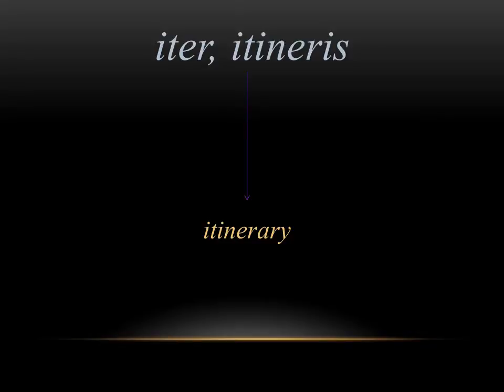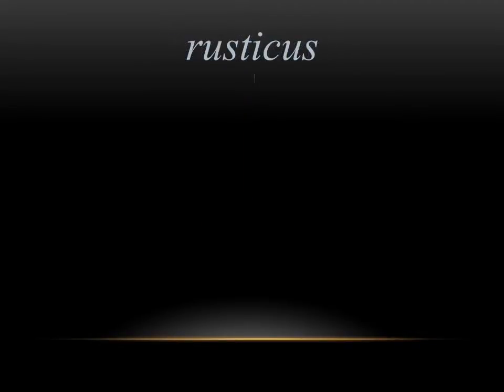So you can see the meaning is retained. From rusticus, which means peasant, we get the word rustic in English. And again, it's talking about people, not necessarily poor people, but peasants as in the idea of working in the country or the countryside. That's what rustic means in English.